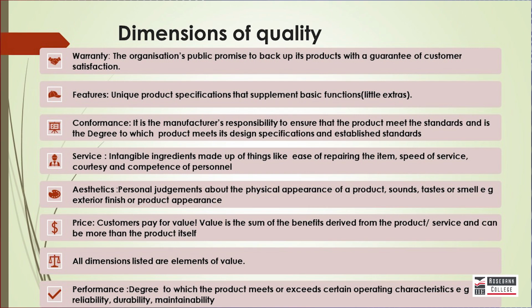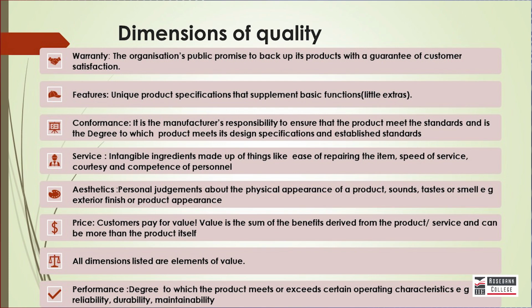The next one is service. Intangible ingredients made up of things like ease of repairing the item, speed of service, courtesy, and competence of personnel. The next one is aesthetics. Under aesthetics, we're talking about personal judgments about the physical appearance of the product, sounds, tastes, or smell. For example, exterior finish or product appearance.